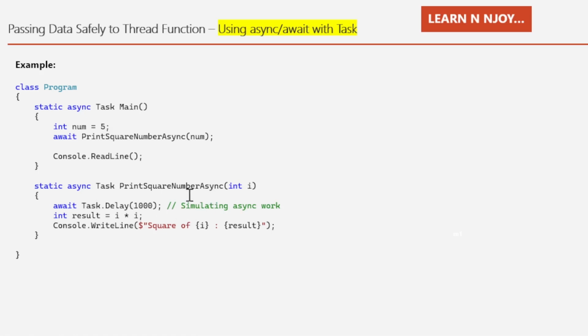If you notice, this PrintSquareNumberAsync is going to accept the int variable, and here we need to pass the int variable. If you are not going to pass the int variable, we will be getting a compile time error. That makes this method type safe.